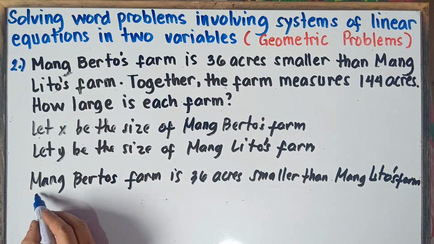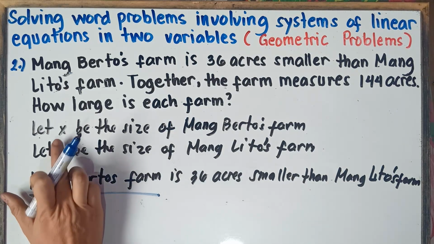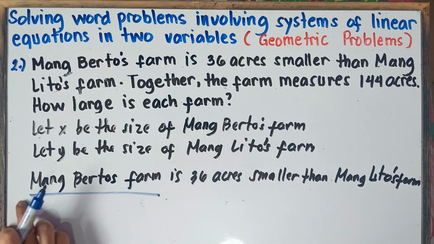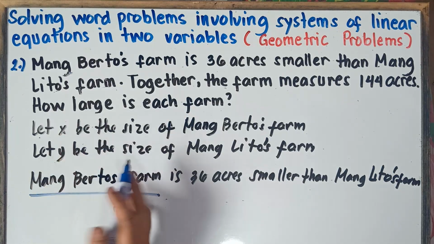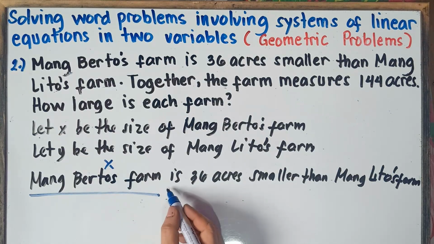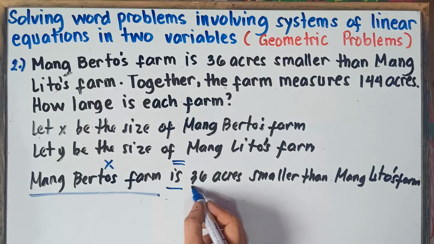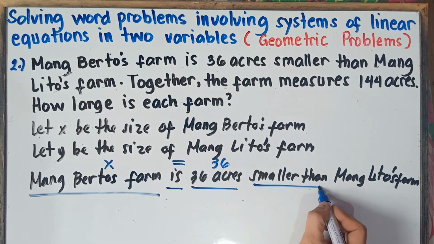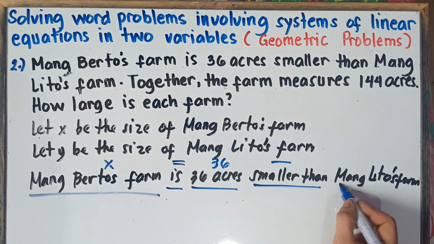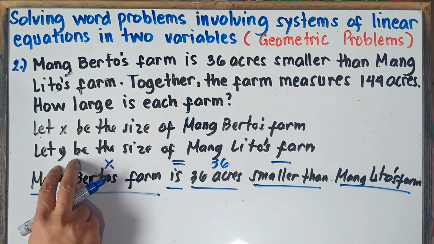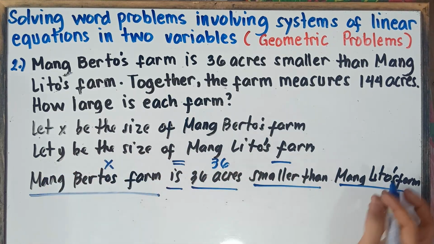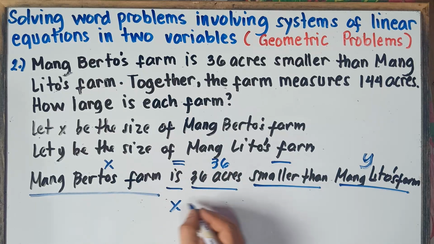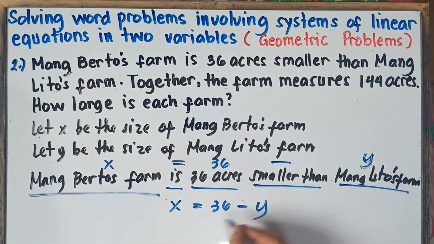Once again, Mang Berto's farm, we assign with letter X. This will be X. "Is" would be the equal sign. 36 acres, let's ignore the units first, that would be 36. "Smaller than" would be the minus sign. Mang Lito's farm, we assign with letter Y. Now, is this the correct equation, class? X equals 36 minus Y.